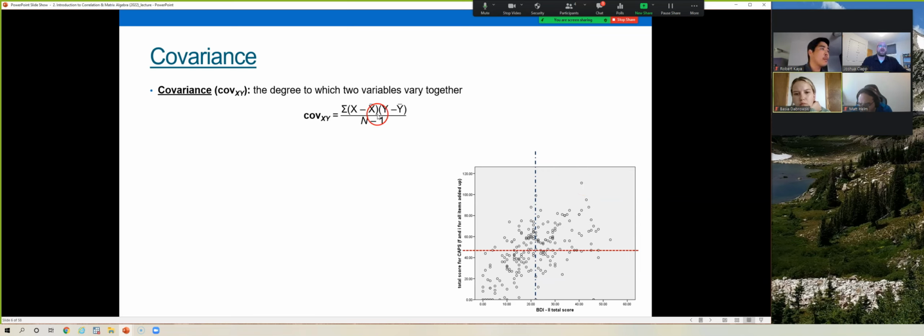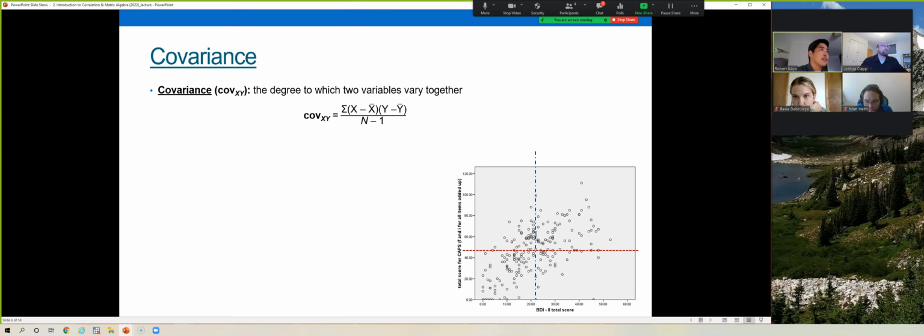And I also couple that with a score that has a large positive deviation on Y. If here's the mean of Y and here's my point, I've got a large positive deviation, right? Robert, what do I get if I multiply a large positive value by a large positive value?